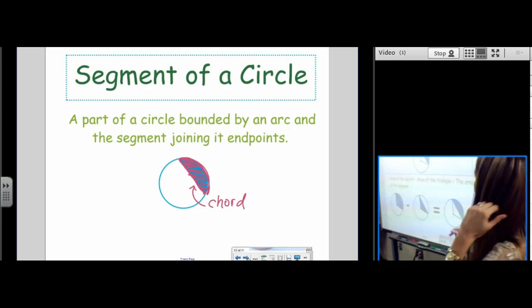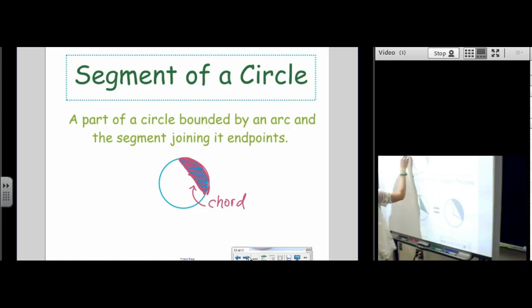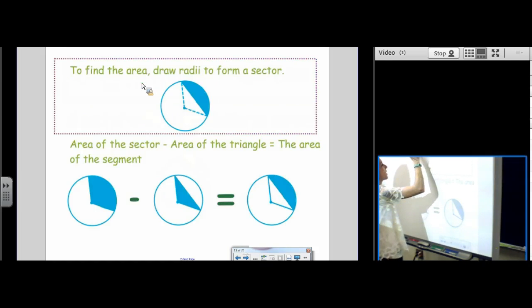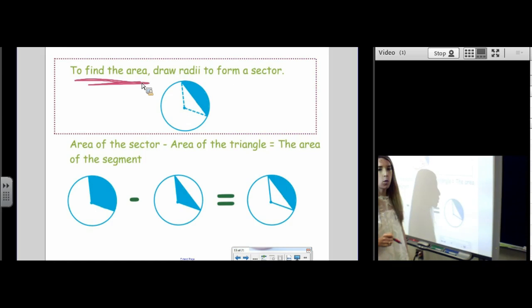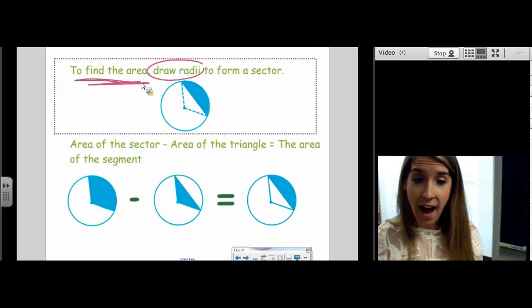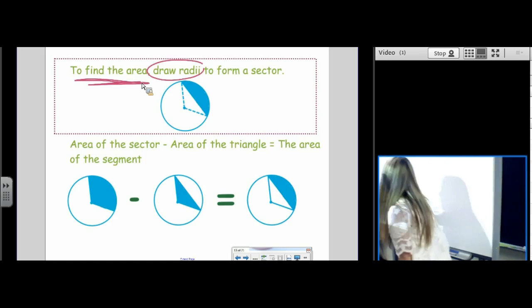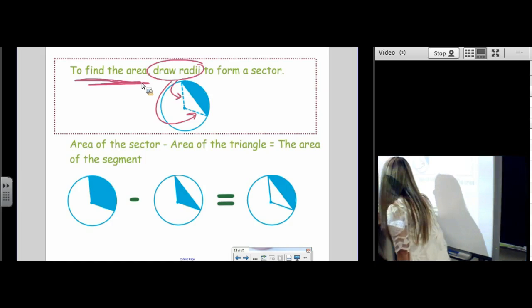So here's how we're going to find the area. First, we're going to draw radii. We're going to draw these so that we can form a sector, a piece of pie. So we're going to find the area of the sector. We're going to find A sec.